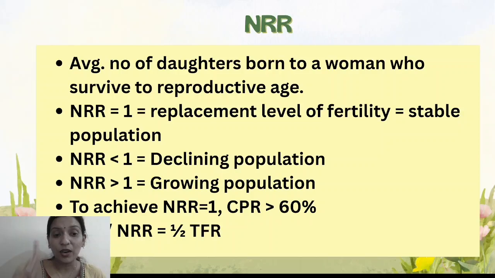Now NRR is what is called the replacement level of fertility, or the stable population, meaning one female just replaces herself. That is what you mean by NRR equal to 1. So if NRR is less than 1, you have a declining population. If NRR is more than 1, you have a growing population. So to achieve NRR equal to 1, or that means your TFR is 2.1, you need a couple protection rate of more than 60%. Again, a repeatedly asked MCQ.